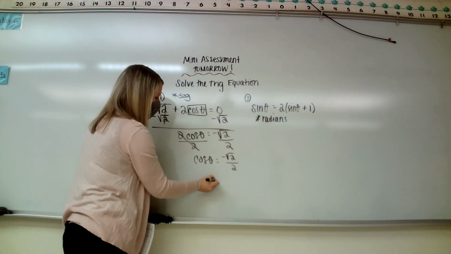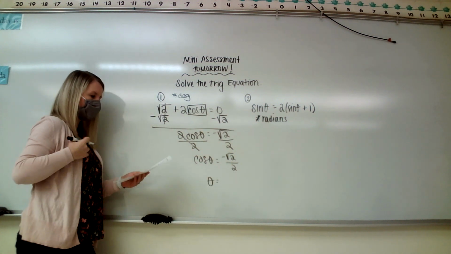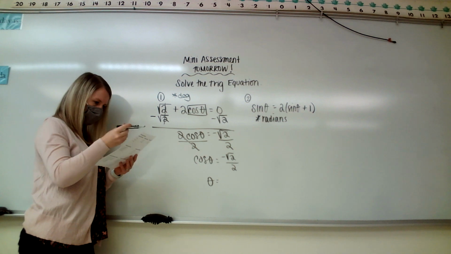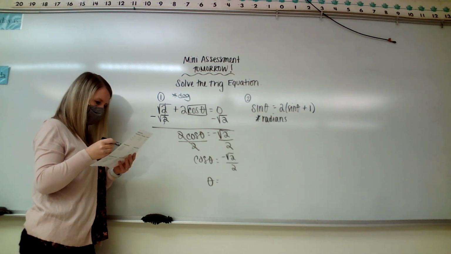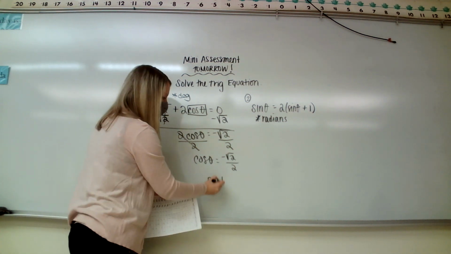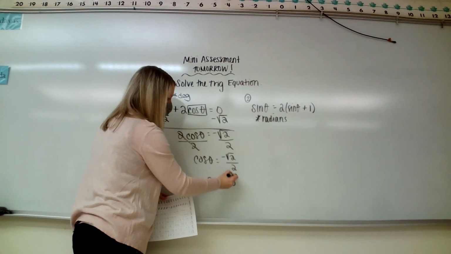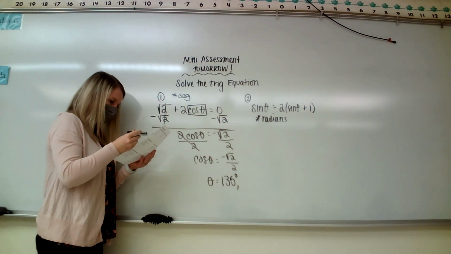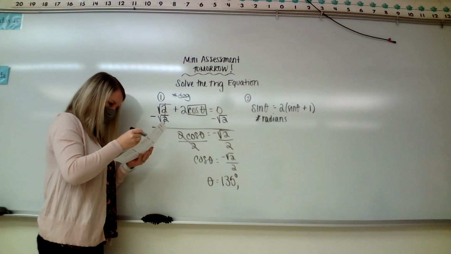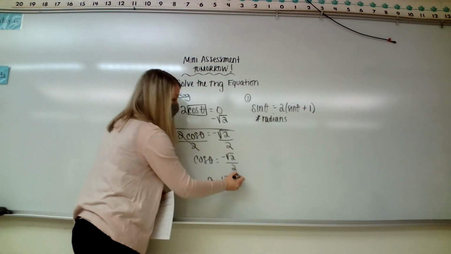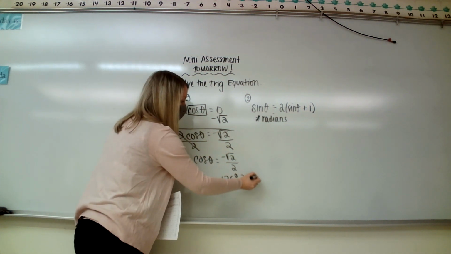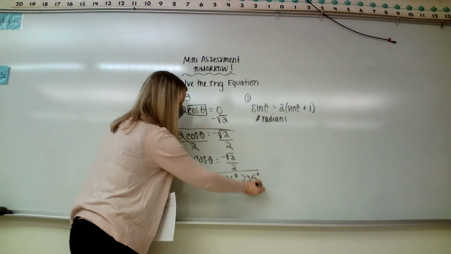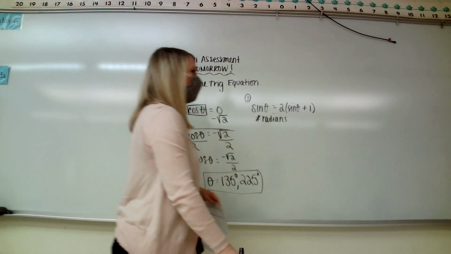Then I remind myself I need to find my final answer. So I go down my cosine column, I look for negative root 2 over 2, and I give my degrees. It should be 135 degrees, comma, I'm in the wrong column, so that's exciting, 225 degrees. Please, if it's degrees, put a degree symbol. But that should be your answer to those two.